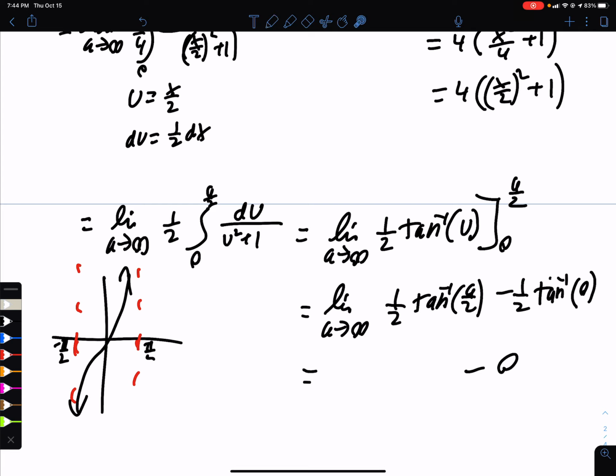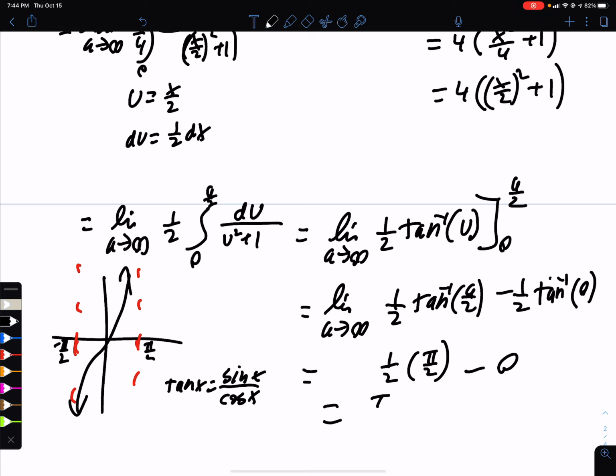Why is that? Review, tan x is sine x over cos x. And hopefully you remember from last year, a vertical asymptote happens when the denominator approaches 0 and the top doesn't. The cosine of what angle is 0? Pi over 2. So this answer is pi over 2. So this integral is pi over 4. This integral converges. Therefore, that means the series must also converge.